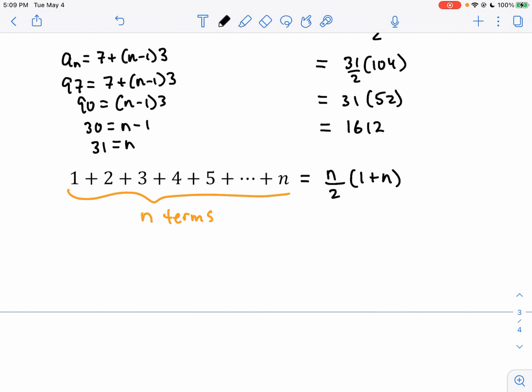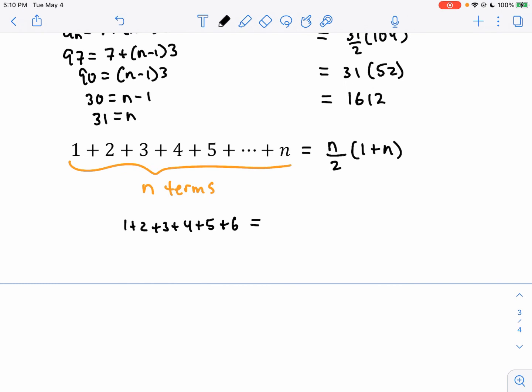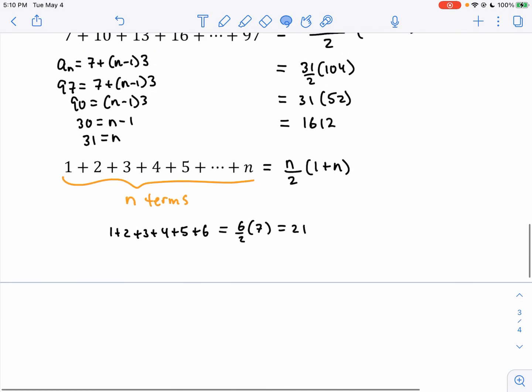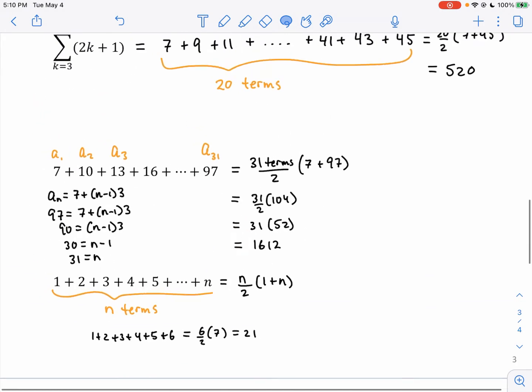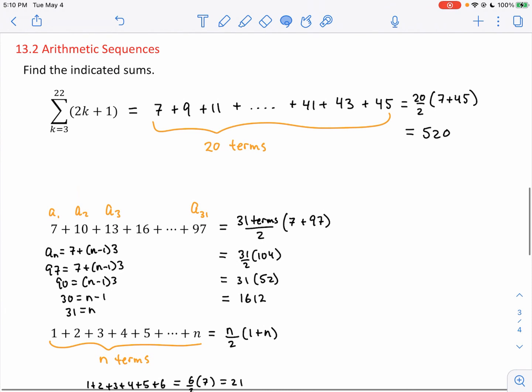For example, let's just test it for 6. 1 plus 2 plus 3 plus 4 plus 5 plus 6. If I add up the first 6 counting numbers, according to this formula, I should just get 6 halves times 6 plus 1, which is 7. So we get 21 out of this. Let's confirm that. If you add the 1 and 6, that's 7. The 2 and 5 is 7, and the 3 and 4 is 7. So surely we get 3 sevens, we get 21. And this concludes our lesson on arithmetic sequences and sums involving arithmetic sequences.